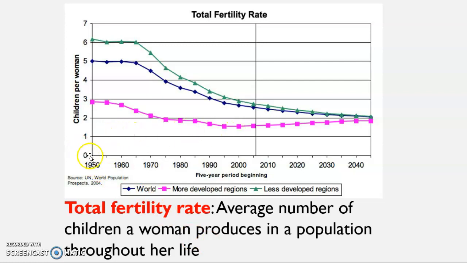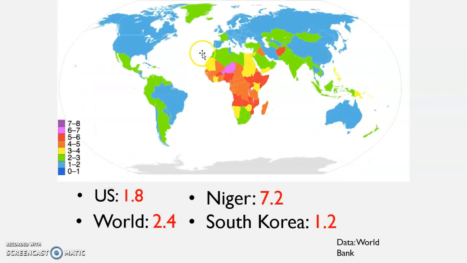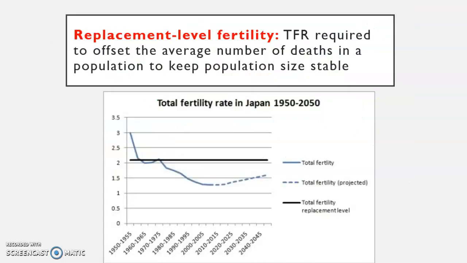So if you look from the 1950s to the future, less developed countries, the world, and more developed countries are all following this similar pattern. And that is, people are going from large families to smaller families. The U.S. has a total fertility rate of about 1.8. Notice that replacement fertility, let's talk about that next.